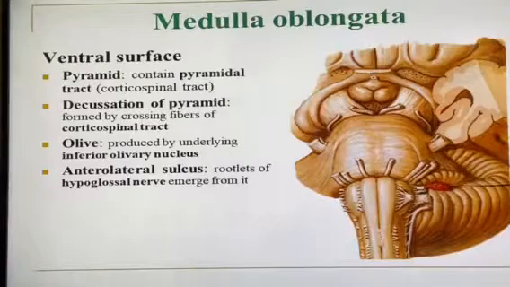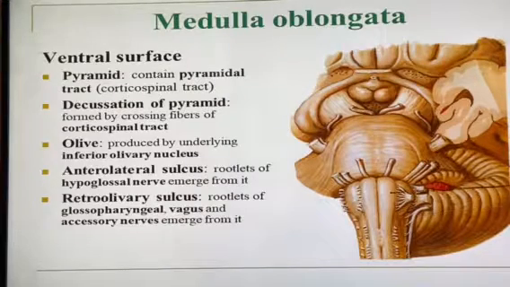In which this nerve emerges. Which nerve? It is the hypoglossal nerve. Posterior to this olive, I mean this region, we call it the retro-olivary sulcus, in which 3 nerves emerge: 1, 2, and 3. They are the glossopharyngeal, vagus, and the accessory.